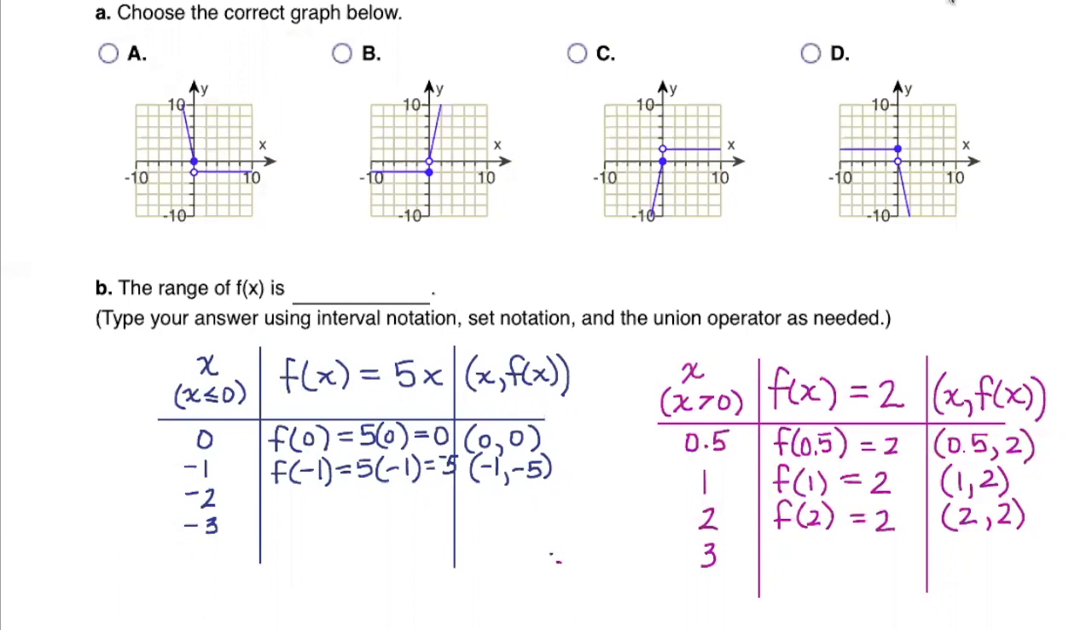The first point that exists is the point 0, 0. So I look at all my choices. Letter A has a closed dot at 0, 0, so this is a possibility. Choice B is an open circle. That's incorrect. The point 0, 0 does exist. Closed circle in choice C, open circle in choice D. So I've narrowed down my choices already.